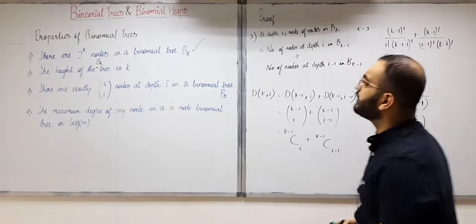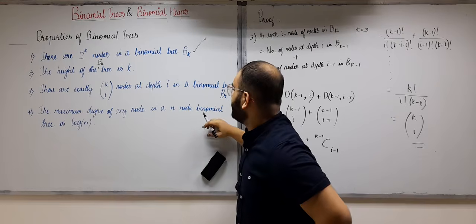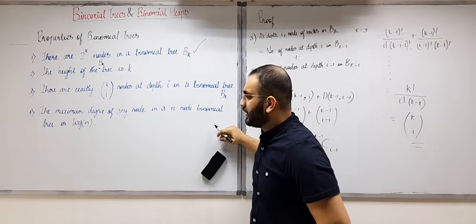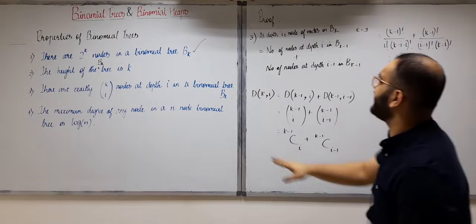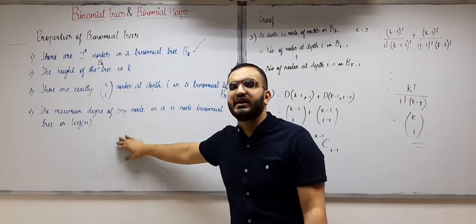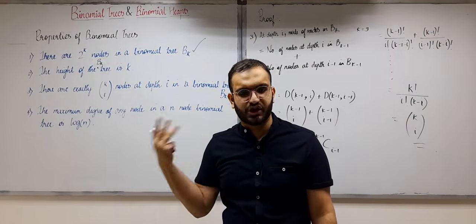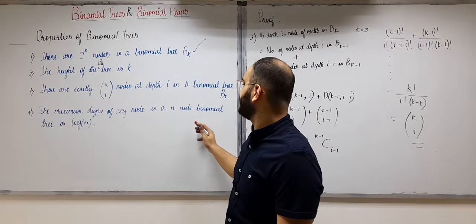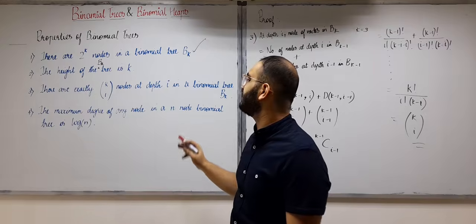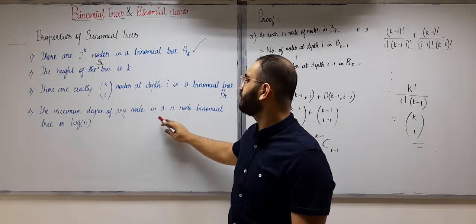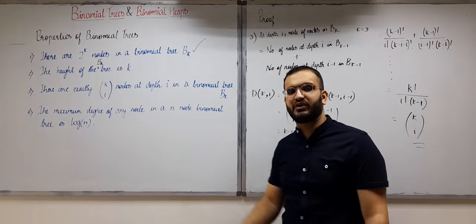Now let's talk about the last property. The maximum degree of any node in an n-node binomial tree is log n. So what is the degree of a node? Degree is equal to the number of children of that node. And so it says that the maximum degree of any node in an n-node binomial tree is log n. Now I'm not proving this property. I want you to prove this property for binomial trees, and please write it down in the comments.